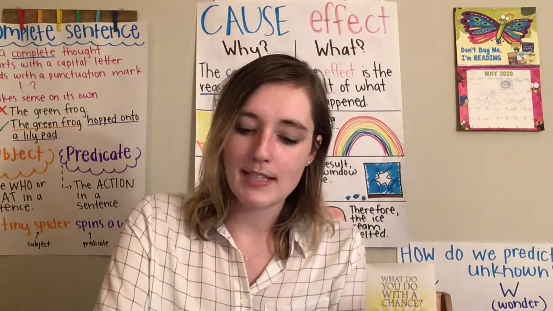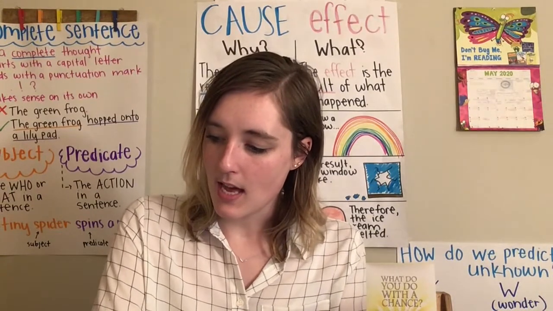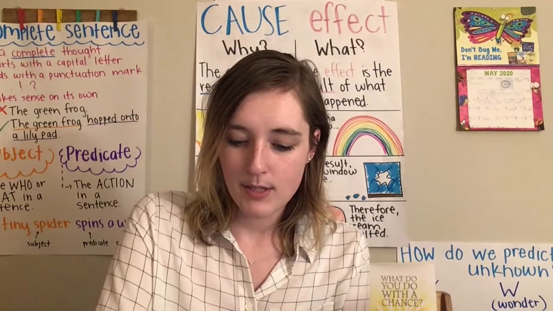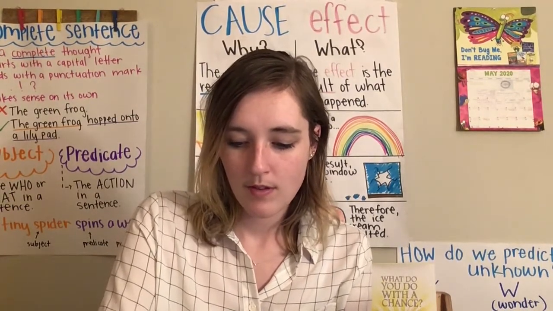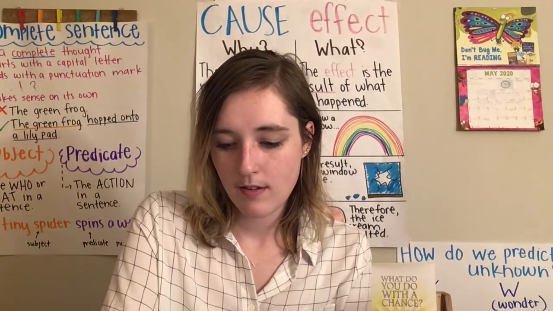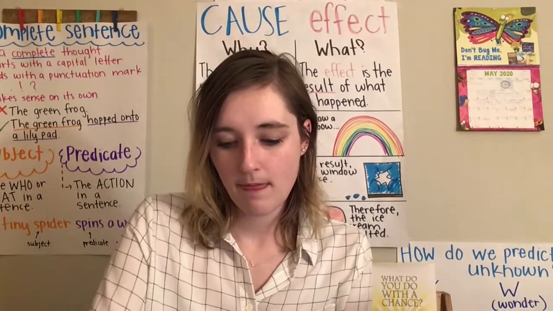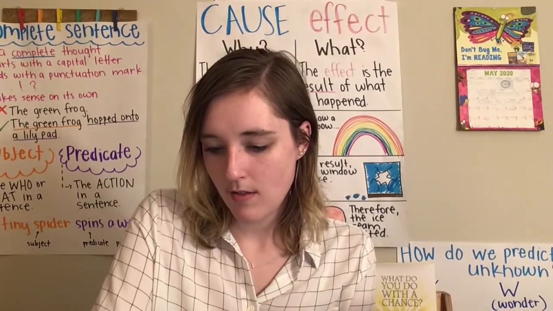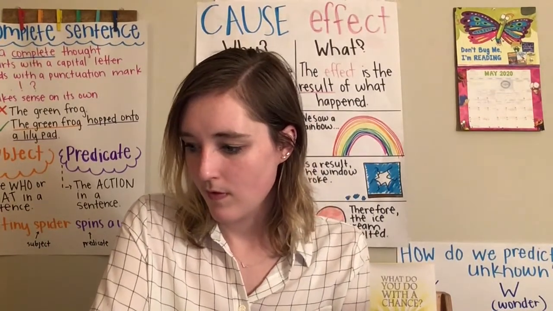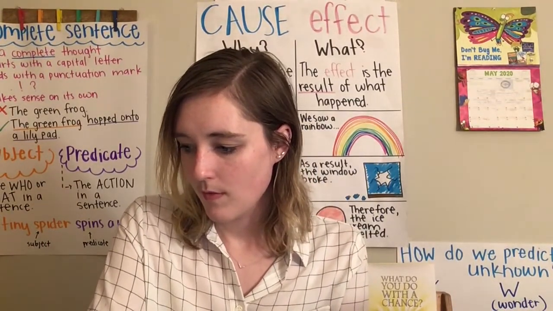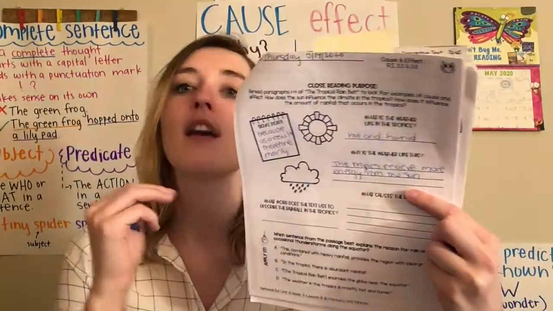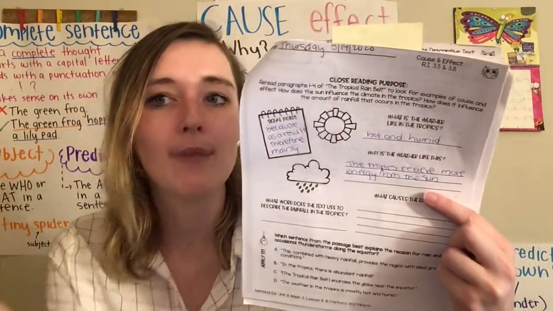Okay, so I'm going to write down that the tropics receive more energy from the sun. So that's the cause. Why is it like that? It's because the sun is directly staring at the tropics, which is near the equator, all right?